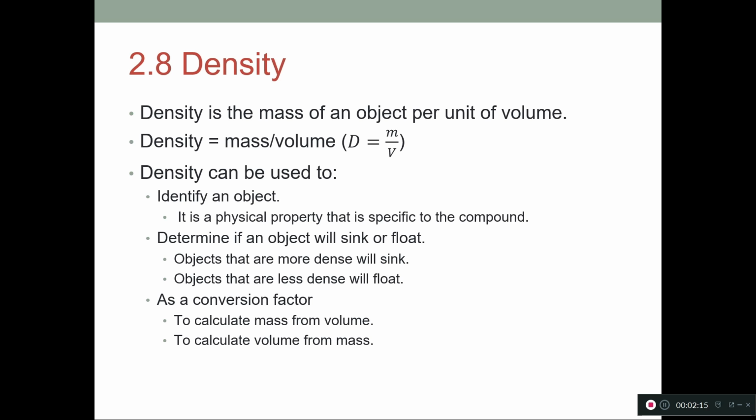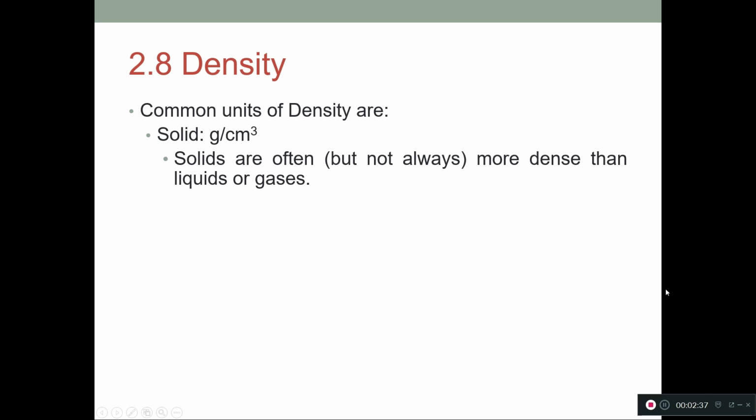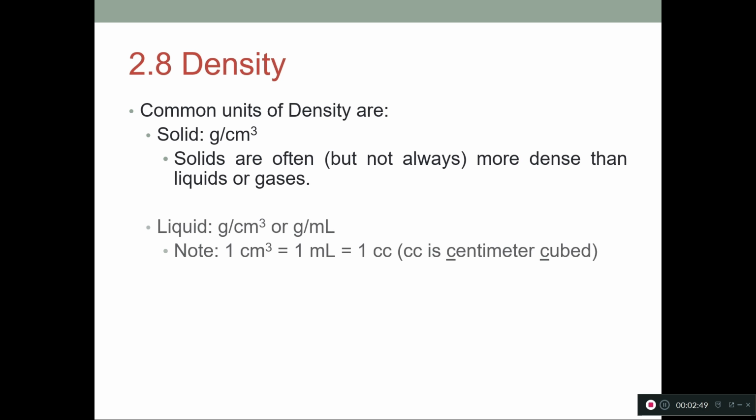But one of the things that we're going to be focusing on here is using this as a conversion factor. And so this can be used to go from volume to mass or from mass to volume. So it can be used as a conversion factor between volume and mass. Some common units for this in solids is usually grams per cubic centimeter. And solids are often, but not always, more dense than liquids or gases. And for liquids, we oftentimes use grams per cubic centimeter or grams per milliliter.